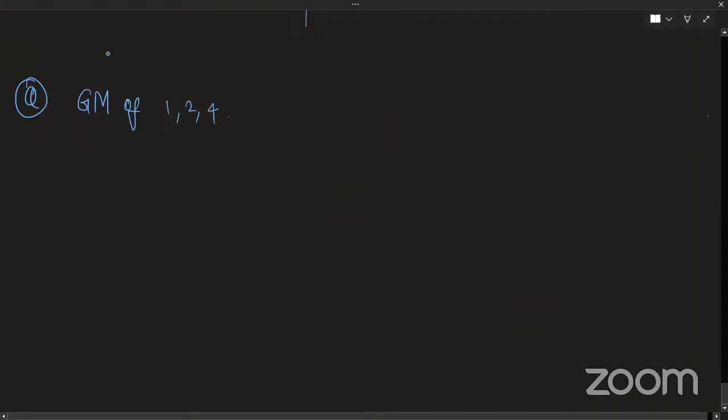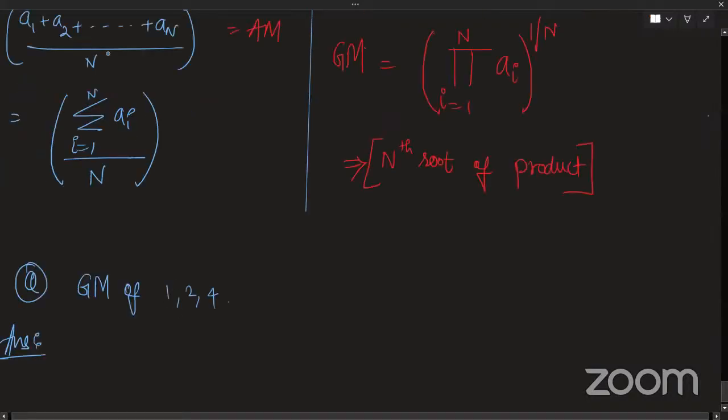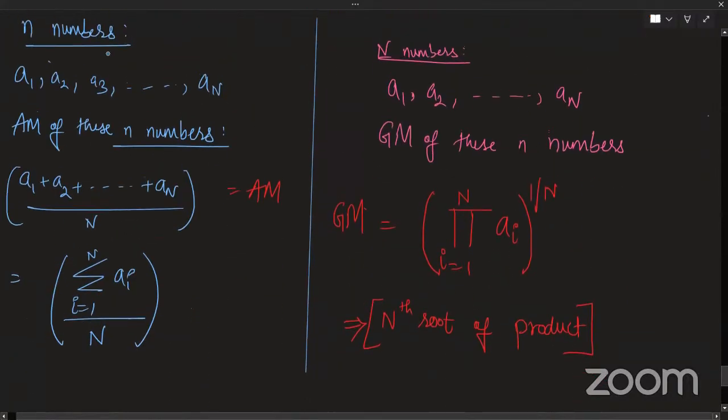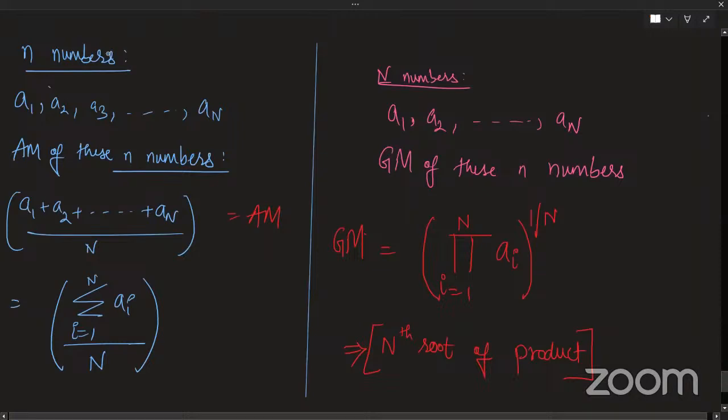Okay, so tell me, how will you calculate the geometric mean of 1, 2, and 4? I'm just teaching how to, if you have been given n numbers, a1 to an, how will you find the arithmetic mean of these n numbers? You have calculated the arithmetic mean in your earlier classes also. Arithmetic mean basically means the sum of observations divided by the total number of observations. So you have n observations, a1 plus a2, and so on till an, divided by n. It will be your arithmetic mean.